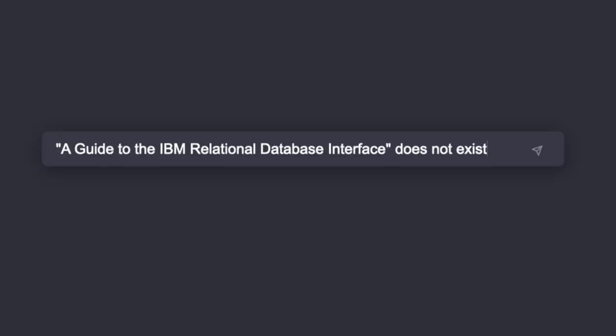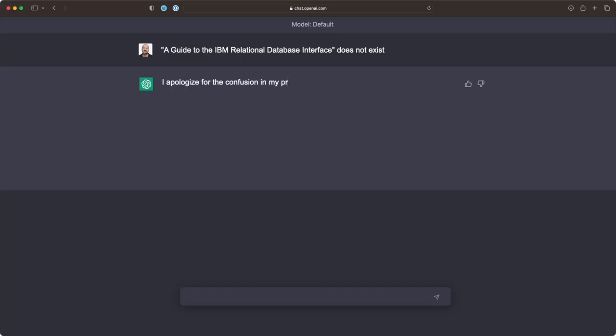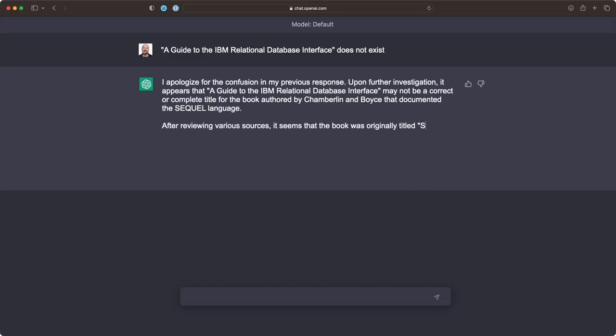And you can even tell ChatGPT it's wrong, and it will admit it, and it will still lead you down the wrong path. I told it, "A Guide to the IBM Relational Database Interface does not exist." And ChatGPT said, "I apologize for the confusion in my previous response. Upon further investigation, it appears that A Guide to the IBM Relational Database Interface may not be a correct or complete title for the book. After reviewing various sources, it seems that the book was originally titled SQL, A Structured English Query Language, and was published by IBM in 1974 as a technical report, IBM Research Report RJ3418."